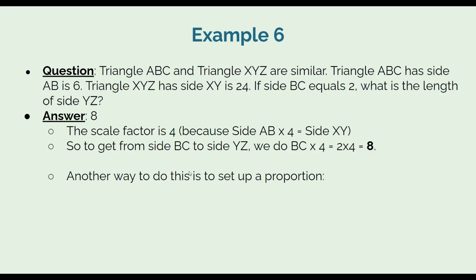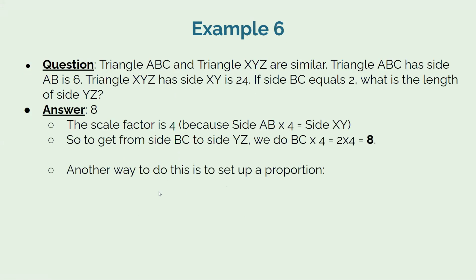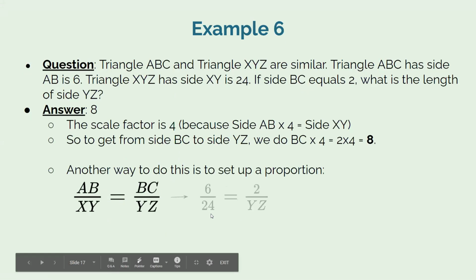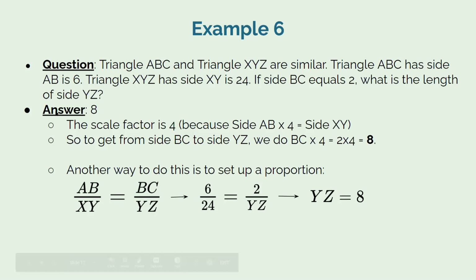A second way you can do this, though the first way Sanjay told us about is basically the easiest, is to set up a proportion and solve it. You can see here that the ratio of AB to XY should equal the ratio of BC to YZ because these sides are corresponding. Then you can substitute and solve. This one's a little more complicated though, and it may be confusing. So just stick with the way that Sanjay told us to do.